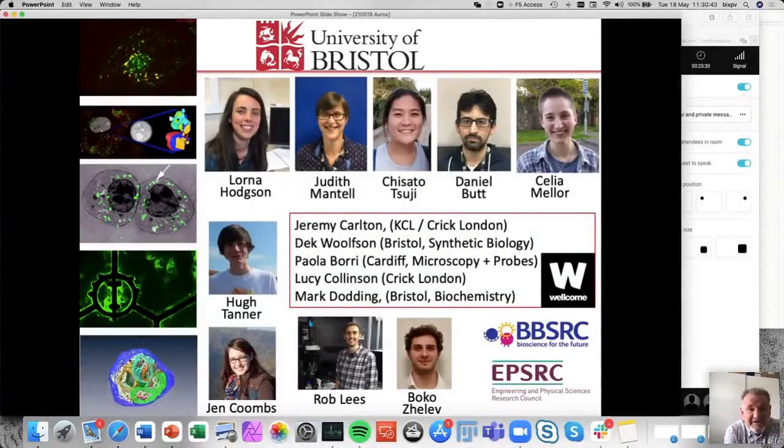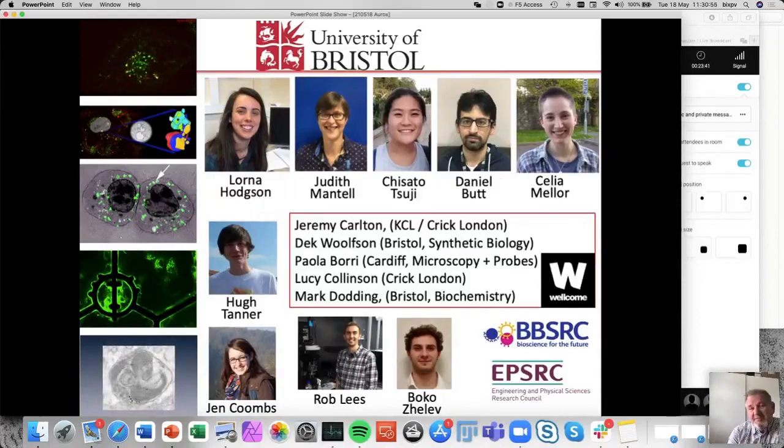They've only just started, where Chisato is looking at cryo correlative microscopy, and Daniel and Celia are looking at correlations between light microscopy and, for instance, something like impedance. And so that's a whole new different area. You, Jen, and Rob are PhD students who have left, and Boko is going to join the group later this year to work on electron microscopy.